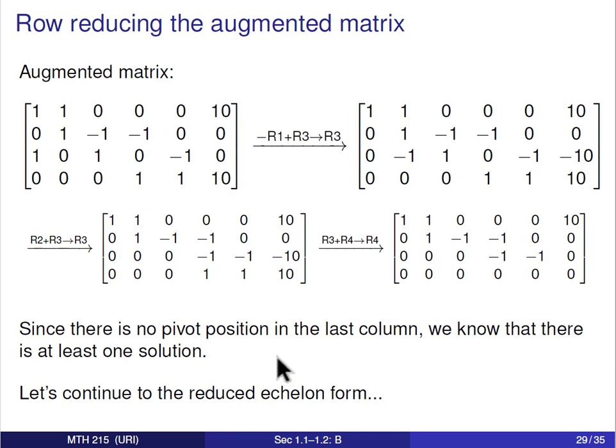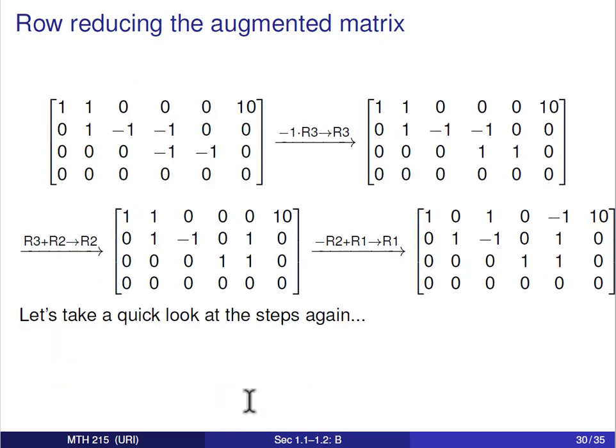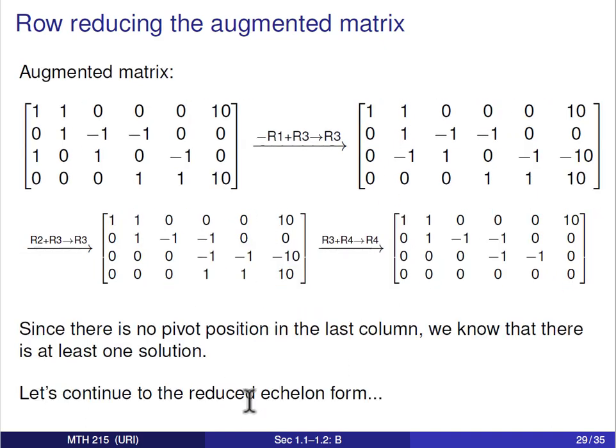Again, since there is no pivot position in the last column, there is at least one solution to the system of equations. All right, now this matrix is in echelon form, but it's not in reduced echelon form. Remember, what we need to have for reduced echelon form is that we want to see zeros not only below but also above those leading entries.